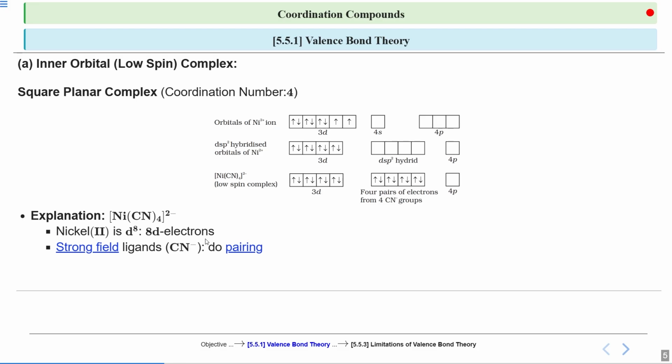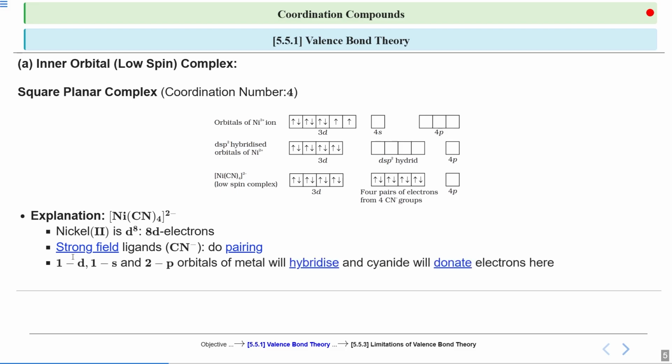So the cyanide ion is present as a ligand here in this complex, which is a strong field ligand. And due to the presence of a strong field ligand in this complex, it is going to cause the pairing of unpaired electrons. That means these two unpaired electrons we got from the 3d8 configuration are going to be paired up in this manner to obtain four pairs of paired electrons.